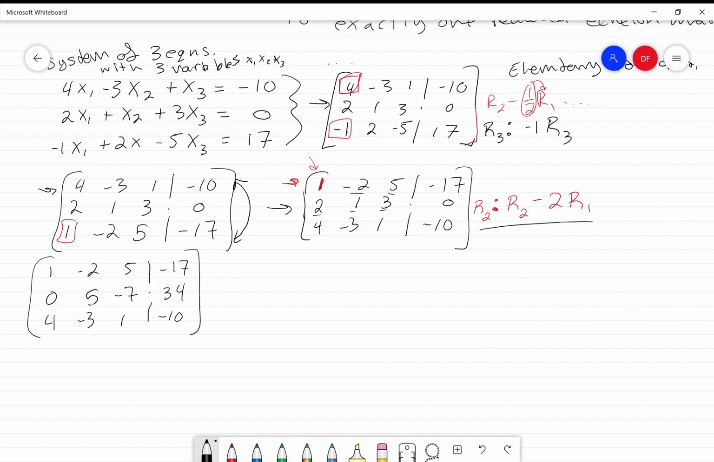And now I just need to make this 4 a 0. And I do that by doing row 3, replace row 3 with row 3 minus 4 times row 1. And when I do that, I get the following matrix.